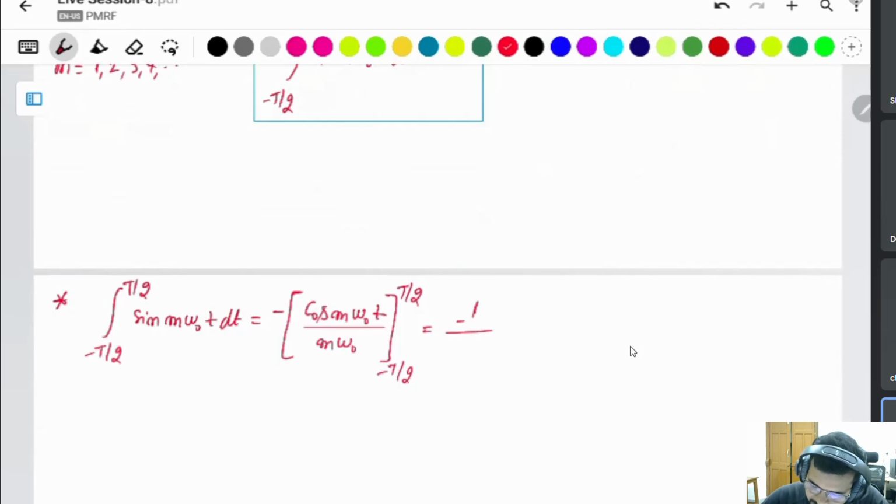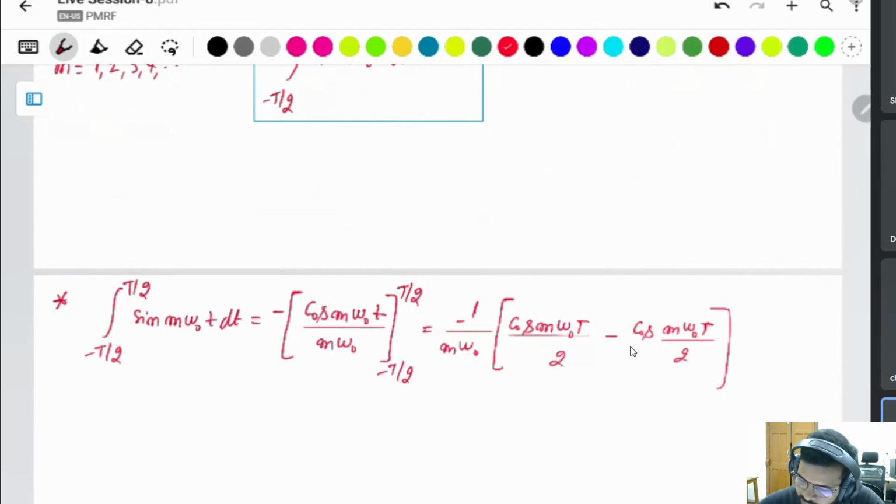Minus 1 by m omega naught, you can take it common here, and this will be cos of m omega naught T/2 minus cos of m omega naught times minus T/2. Cos of minus theta is cos theta, so this will be a positive term, not a negative. That's why this will be positive. In this case you can see both terms are the same, so the integration will be 0. It means for a sine signal and a cosine signal, the integration over a time period will be 0.